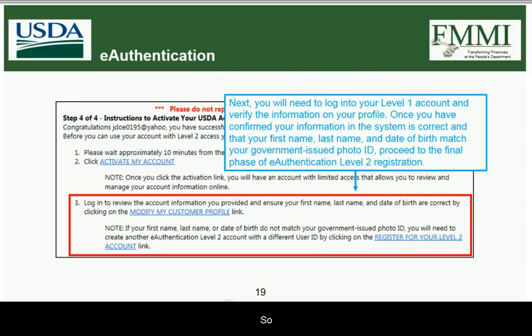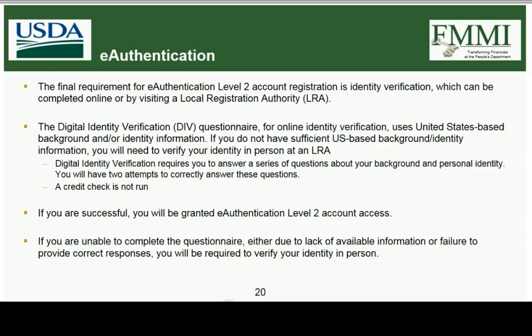So you'll note that once you confirm that your information in the system is correct and that your first name, last name, and date of birth match your government-issued photo ID, you then will go ahead and move to the final phase of that Level 2 registration. And the final phase, as we mentioned, is identity verification, which can be completed online or by visiting what's called a local registration authority, or LRA for short.